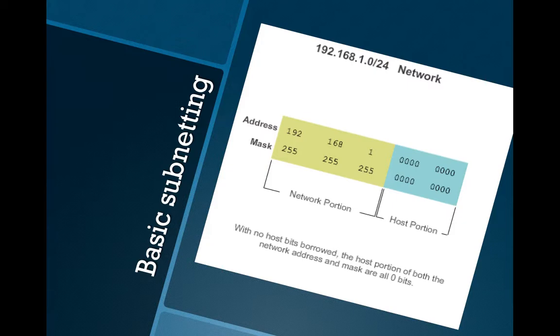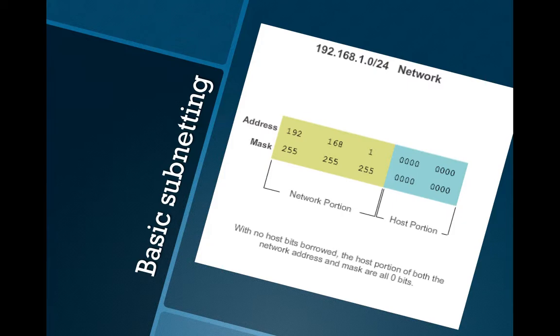The more host bits borrowed, the more subnets that can be defined. For each bit borrowed, the number of subnets available is doubled. For example, if one bit is borrowed, two subnets can be created. If two bits are borrowed, four subnets are created. And if three bits are borrowed, eight subnets are created, and so on.